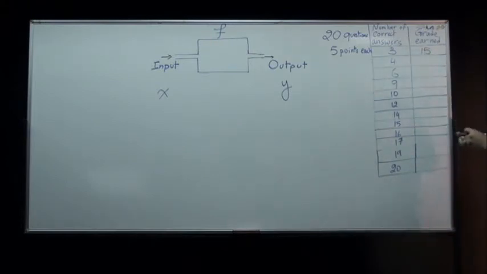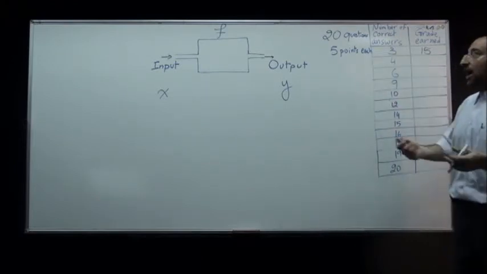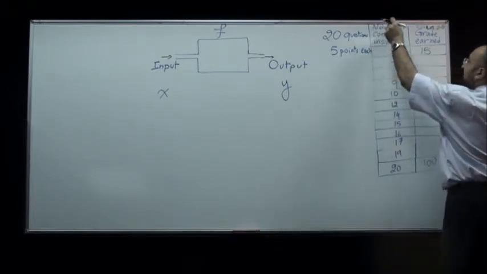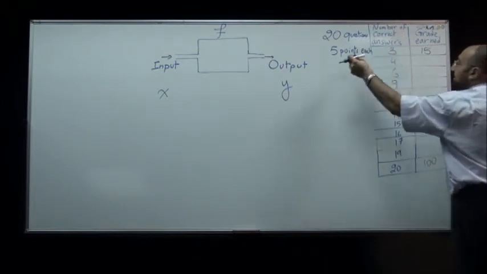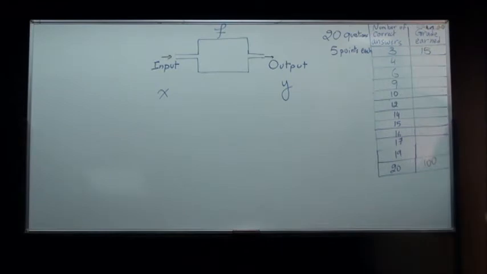And that 15 is 15 out of how many possible points in total? Obviously, if you answered all 20 questions correctly, you're going to end up with 100 points. So this is 15 out of 100. So we continue filling in this table by finding the relation: the number of correct answers multiplied by the number of points per answer gives me the grade earned.